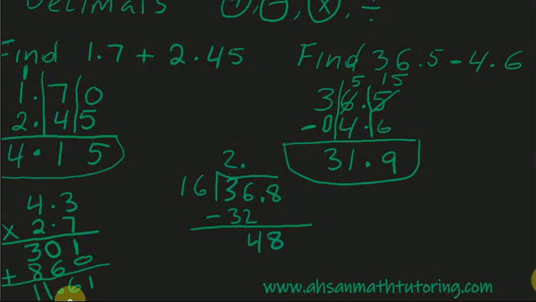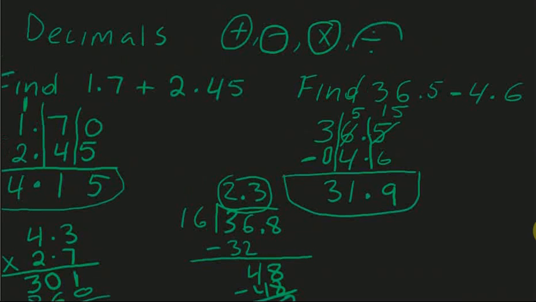Decimal point goes on top. Anything you multiply by 16 that gives you 48. That is a 3. 3 times 16 is 48. So 48 minus 48 is 0. Done. 2.3 is the final answer. And we finished division for decimals.